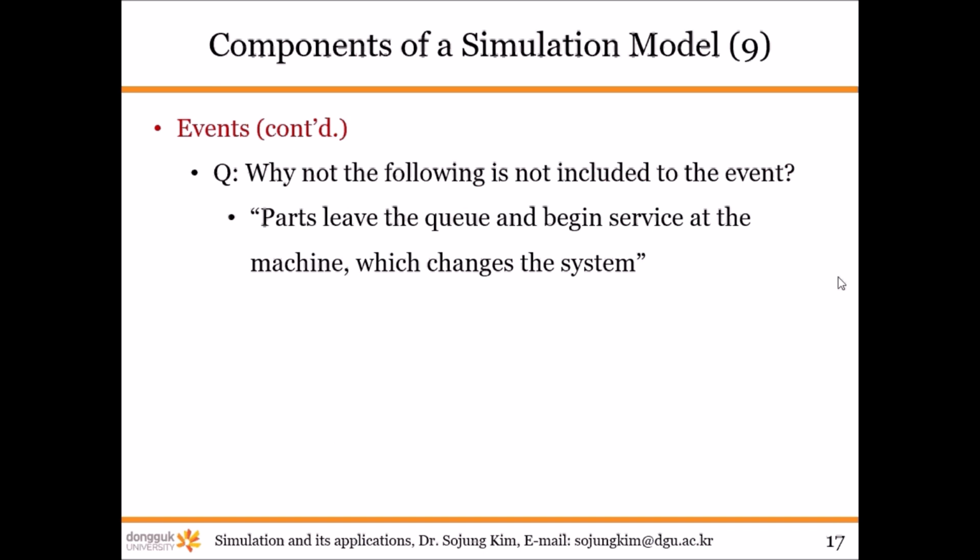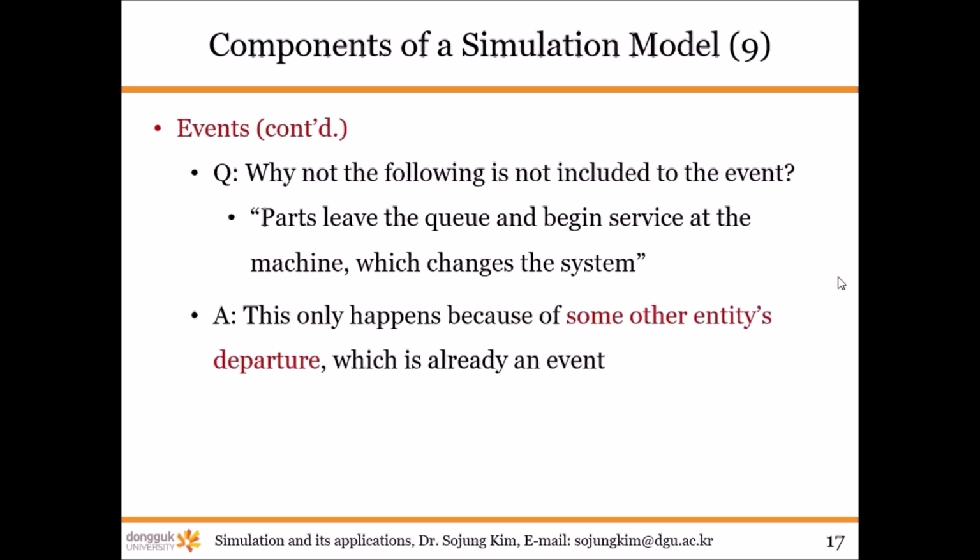And you may wonder why the following is not included as an event. For example, a part leaves the queue and begins service at a machine, which changes the system. So it could be an event, right, because it changed the system. However, this is not an event. Why? Because this only happens when some other entity leaves the system. So there was a departure event of the other entity, and you don't have to double count it.